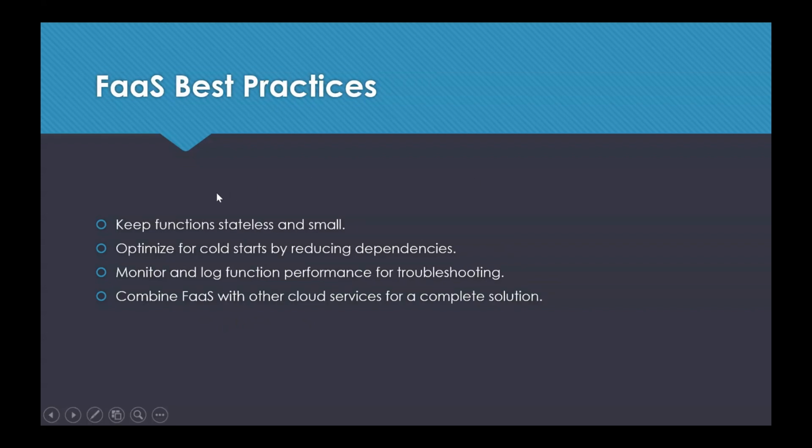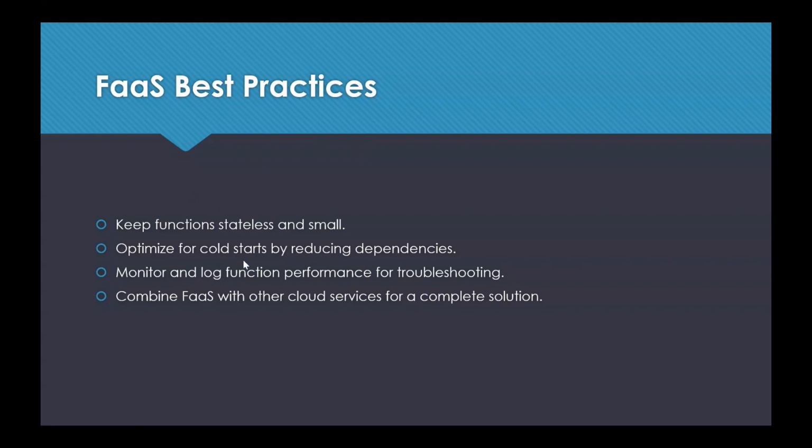Let's discuss the best practices we should follow when using function as a service. Keep functions stateless and small. Make sure you are keeping the function stateless and small so that your function will run smoothly. You should not use function as a service for high performing tasks or stateful tasks. Optimize for cold start by reducing dependencies. Function as a service works with cold start, so you need to reduce dependencies so that you can optimize it.